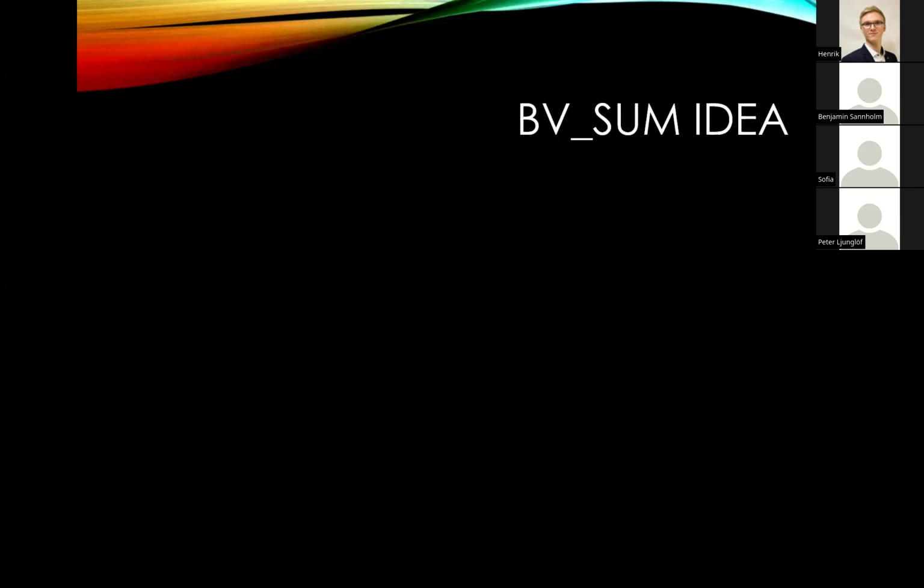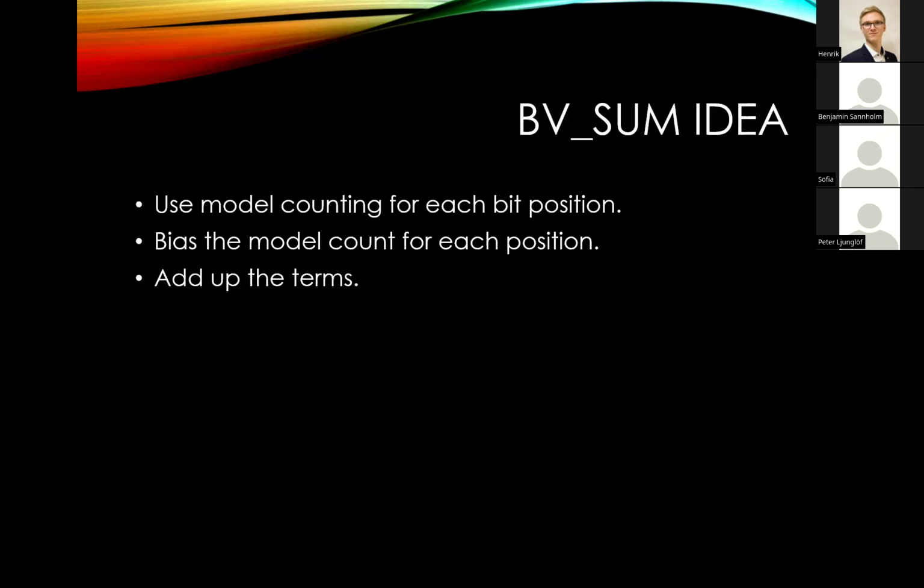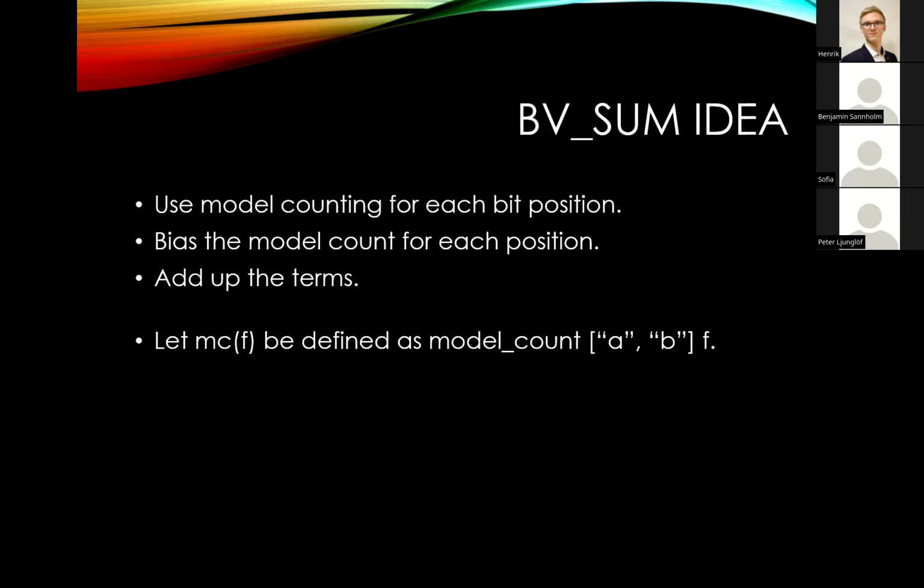Now, then back to the BDD sum. And that is not that difficult now. We have model counting, so what we do now is we look at the bit vector and treat each bit at a time and use model count for each bit position. Of course, it has to be multiplied by the position in the vector. So here's an example of this. MCF is just a shorthand for the model count of A and B for F, just so we know what we're talking about. Previous example: F, A and B, not A or B, and true.